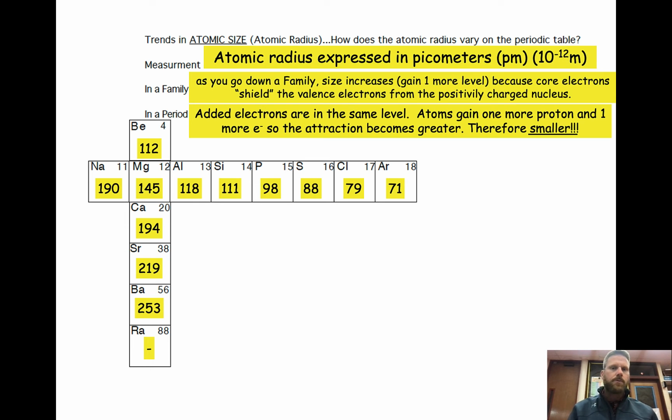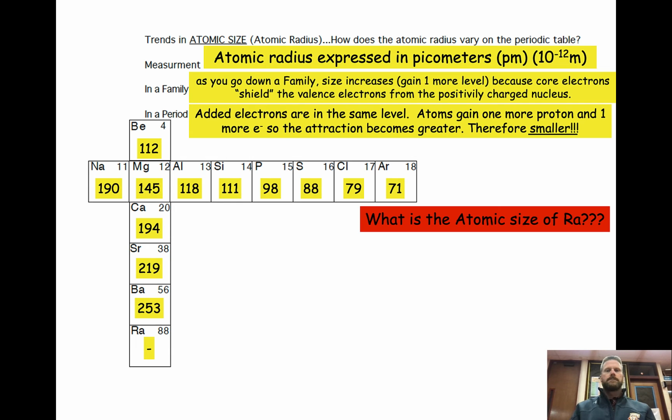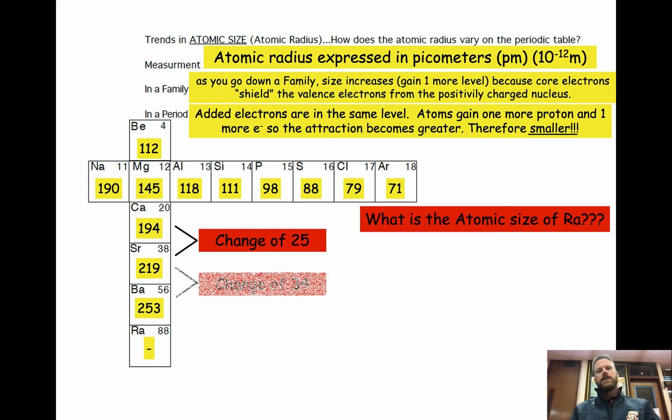Now, since atomic radius is a periodic trend, we should be able to make a reasonable prediction as to what the atomic radius of radon would be, the one I did not list. So if you compare calcium and strontium, you can see there's a change of about 25 picometers. And then if you go from strontium to barium, there's a change of about 34 picometers.